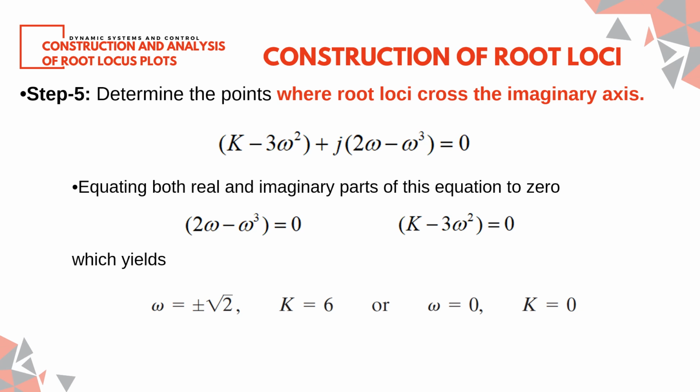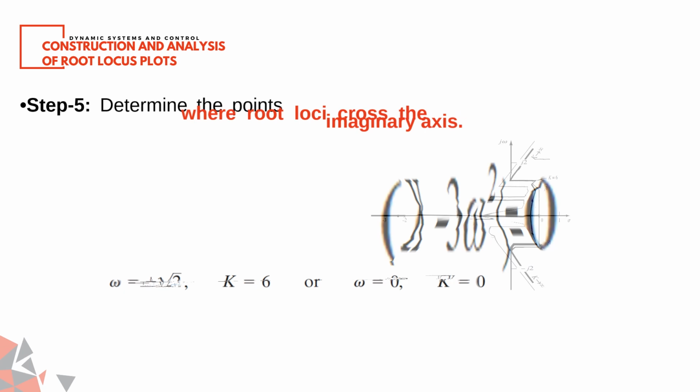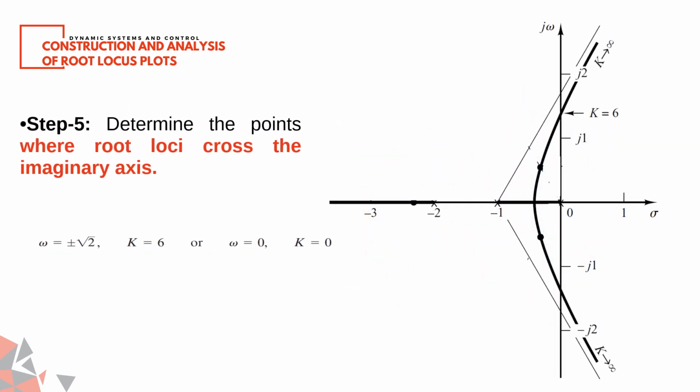Equating both real and imaginary parts of this equation to 0, 2 omega minus omega cubed is equal to 0 and k minus 3 omega squared is equal to 0 yields omega is equal to plus or minus square root of 2 and k is equal to 6, or omega is equal to 0 and k is equal to 0. And after plotting the points where the root loci cross the imaginary axis, here's the final root locus plot.